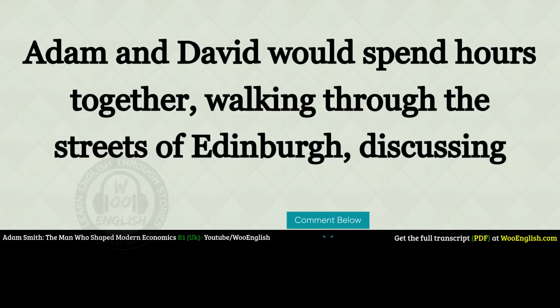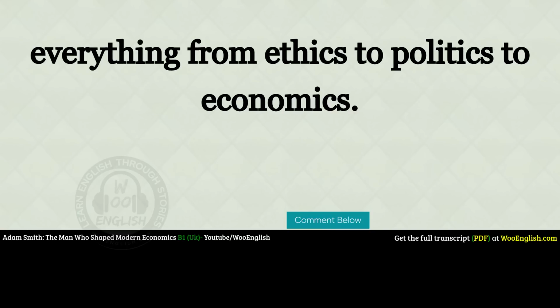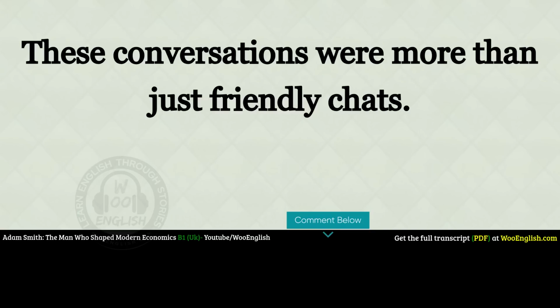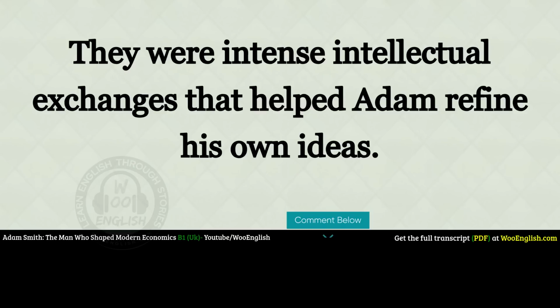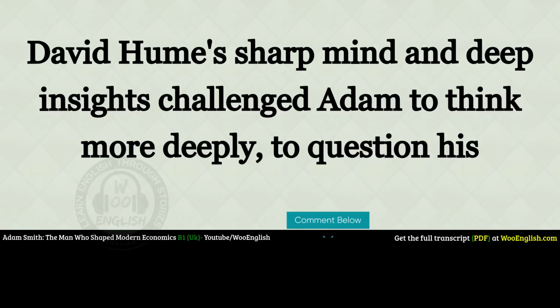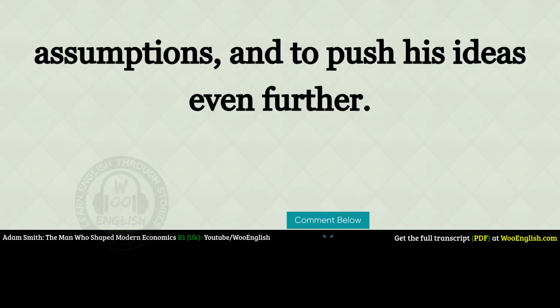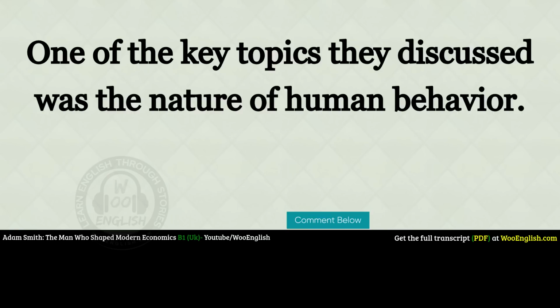Adam and David would spend hours together, walking through the streets of Edinburgh, discussing everything from ethics to politics to economics. These conversations were more than just friendly chats. They were intense intellectual exchanges that helped Adam refine his own ideas. David Hume's sharp mind and deep insights challenged Adam to think more deeply, to question his assumptions, and to push his ideas even further. One of the key topics they discussed was the nature of human behavior.